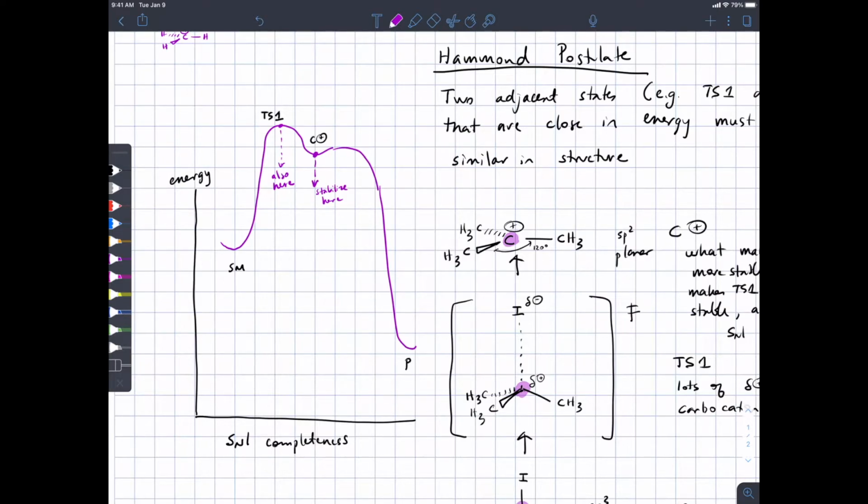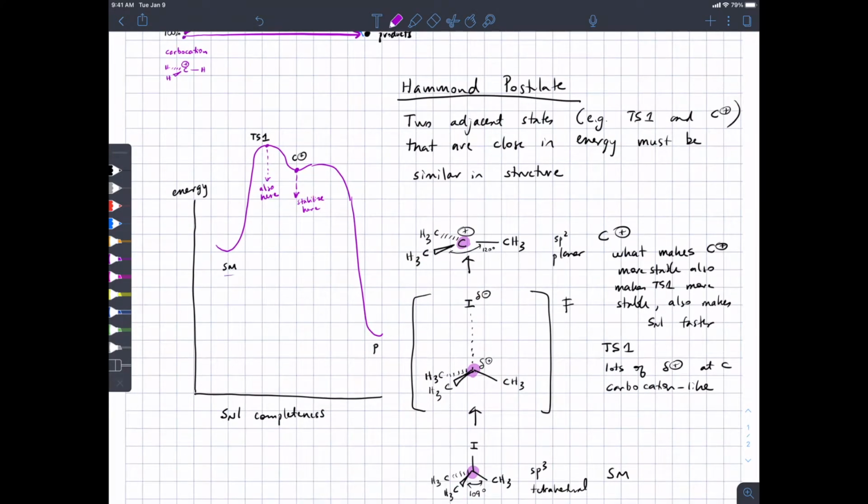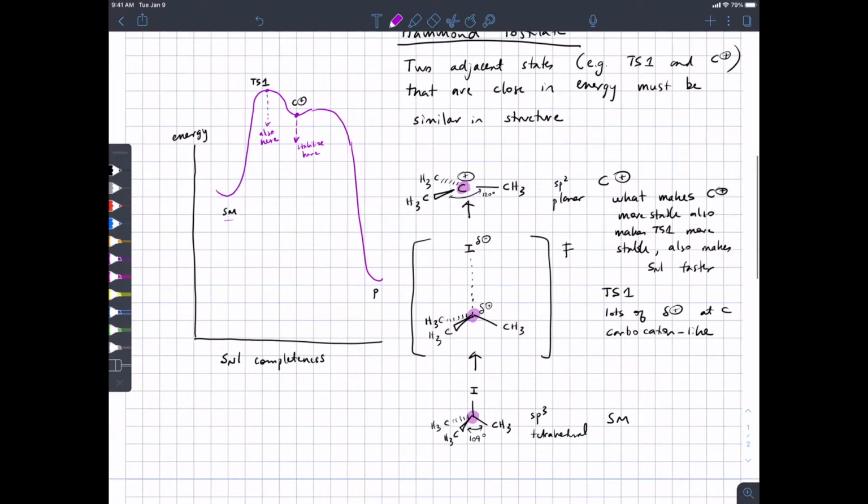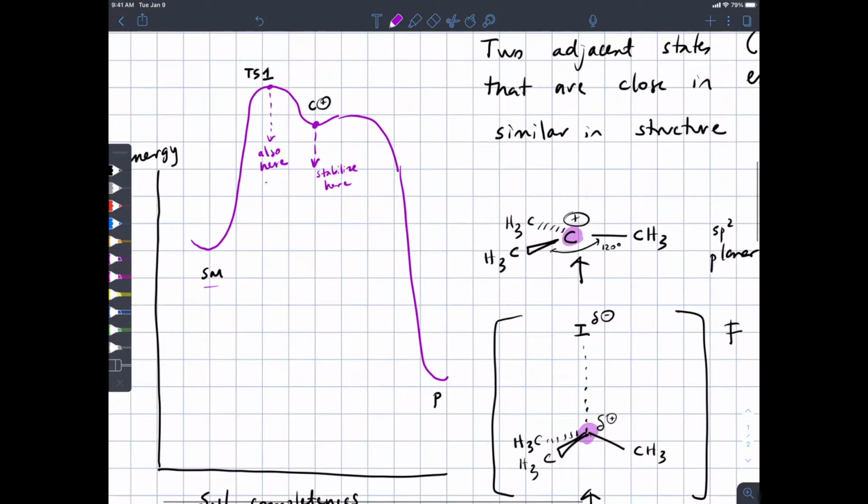Yeah? Does it affect the activation energy? Yes. If you stabilize the transition state without doing much to the starting material, then yes, energy of activation is lower, rate constant is higher, rate is faster.